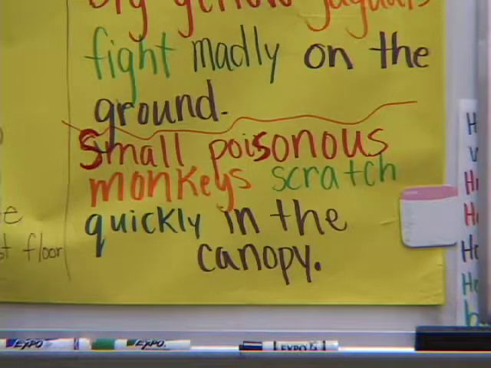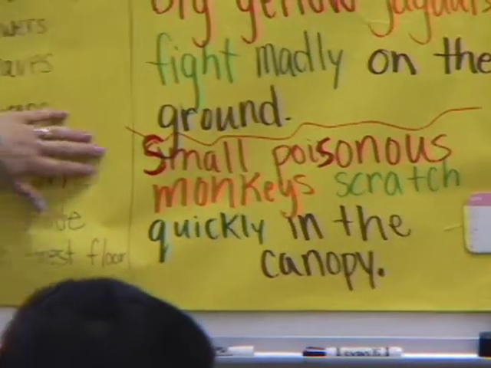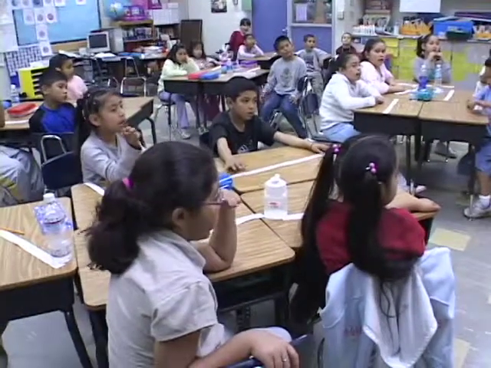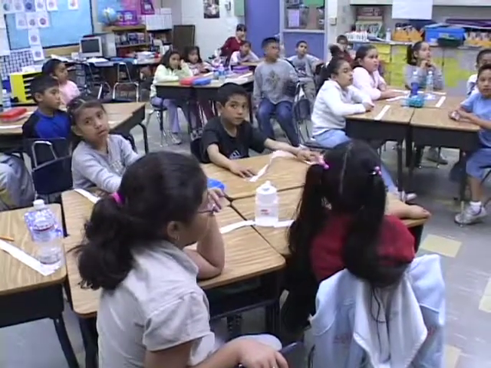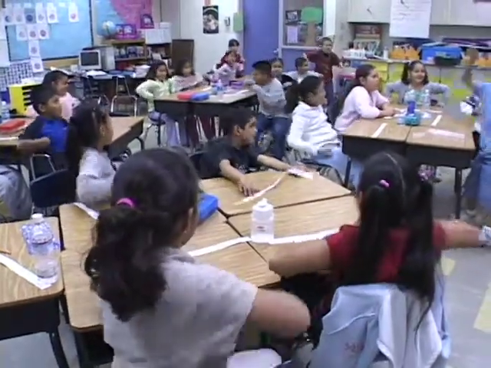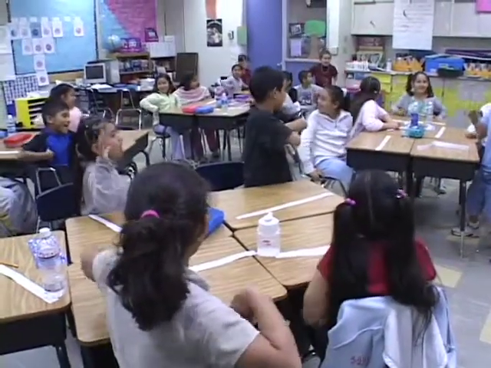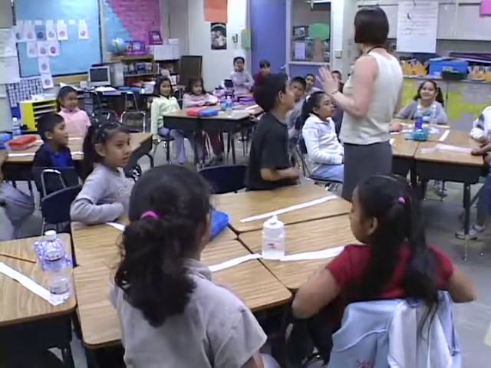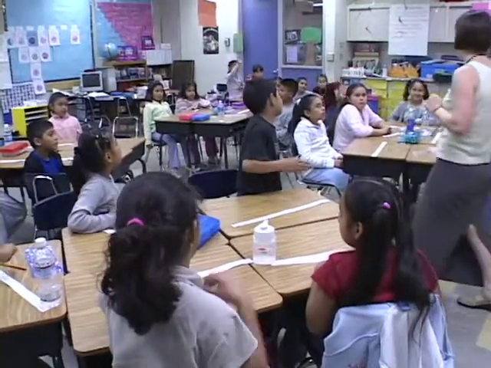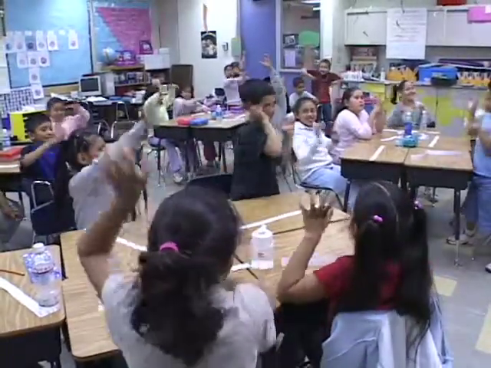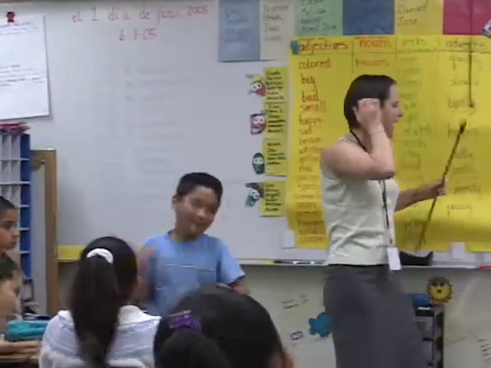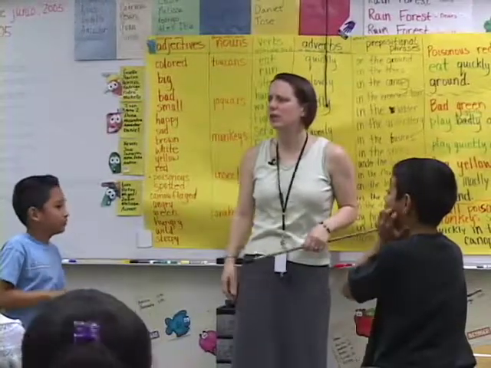Can all your eyes see this last sentence? Okay. All right. So let's read it together. Small poisonous monkeys scratch quickly in the canopy. What is a monkey like? Show me. Show me. I love this one. Oh, okay, good. And show me with your hands, not touching anybody, but in the air. Show me what it means to scratch. Okay. So we have monkeys scratching quickly. And they're up in the treetops. Okay. Thank you, scratching monkeys.